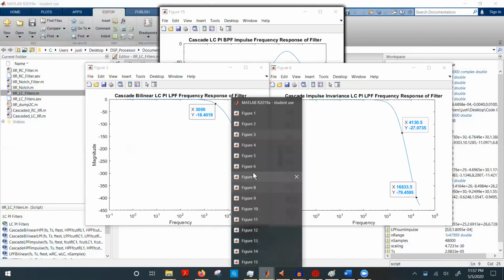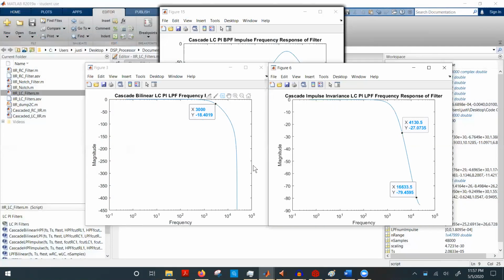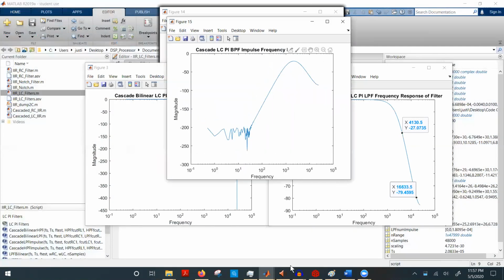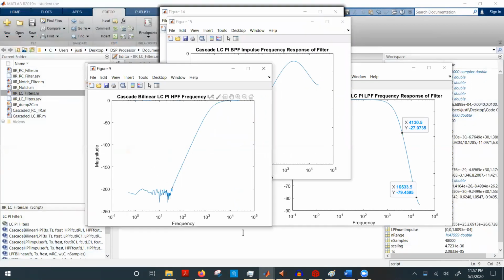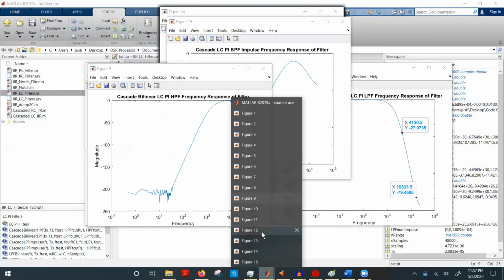So those were the low pass filters. So this should be, here we go. No, not that one. So this one. There we go. This is going to be the bilinear high pass filter.